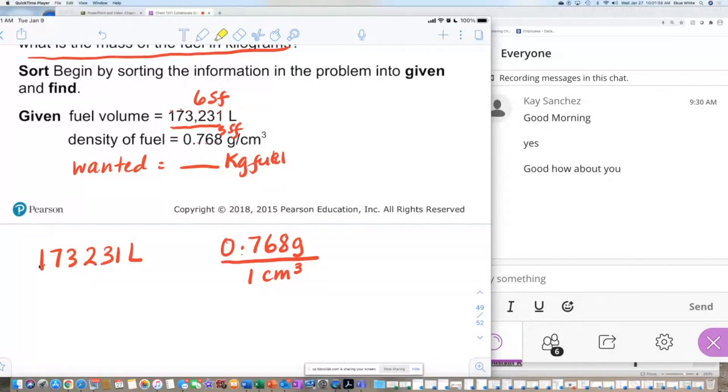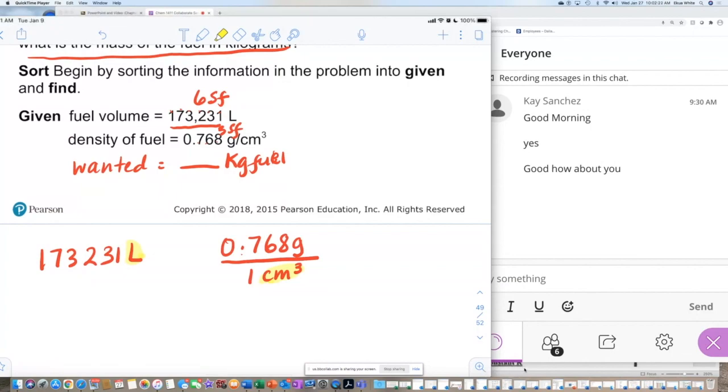Okay, now I want to highlight the similar units, right? Similar as in the same kind of measurements. I have a liter here. I have a centimeter cube here. These are both volumes. Here's the issue. They're not the same unit. So since they're not the same unit, I have to reconcile the units. I have to get a conversion factor that has both the units in one conversion factor.